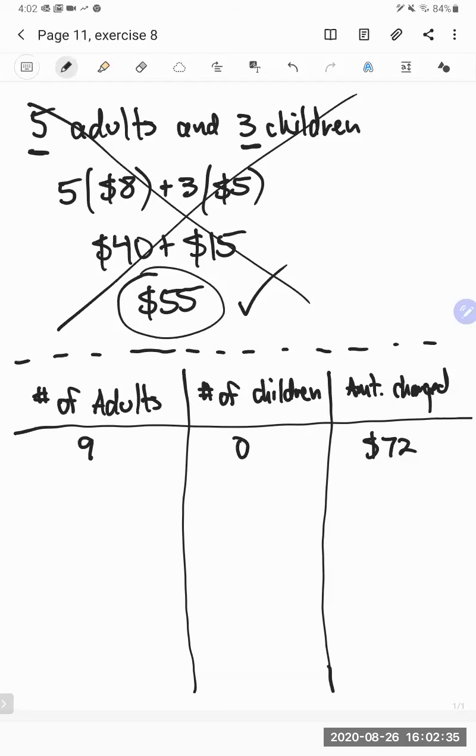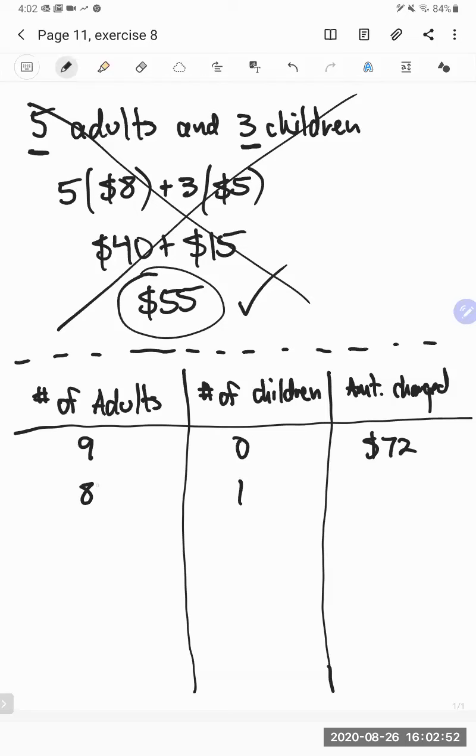Okay, that obviously doesn't work. It's too much. So maybe since adults are more expensive than children, we obviously need fewer adults if we want the amount charged to decrease. So maybe we could try 8 adults and 1 child. Then that adds up to 9, right?